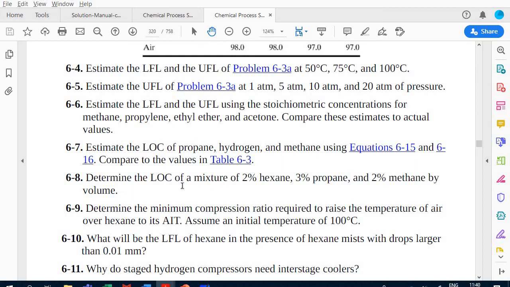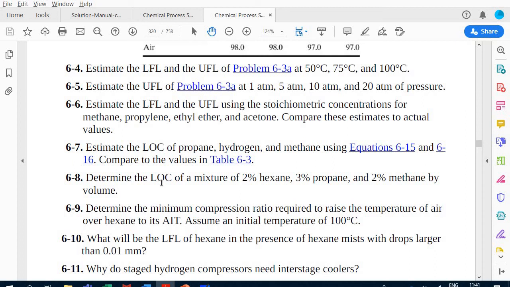Here it says determine the LOC of a mixture of 2% hexane, 3% propane, and 2% methane by volume. And now here we have it by volume. And as you can recall, if you want to calculate LOC, of course I need to get the LFL. And to get the LFL, we need the mole percentage of each one. So we divide this by the combustible gases. So 2 plus 3 plus 2, which is 7. And then you say 2 divided by 7, that is the mole percentage, 3 divided by 7, and 2 divided by 7. And then you're going to find the LFL, and then you want to calculate the LOC.